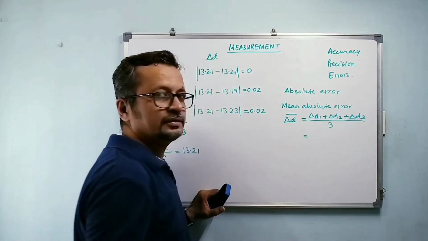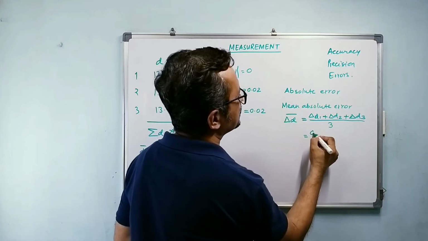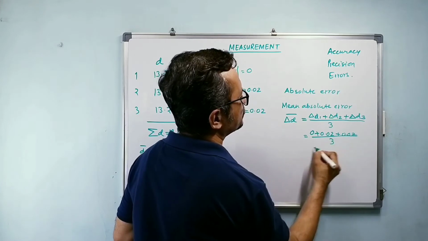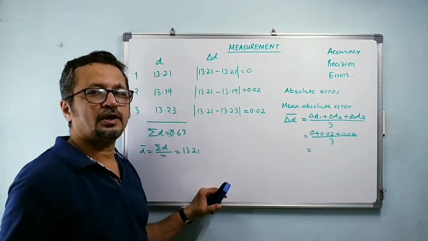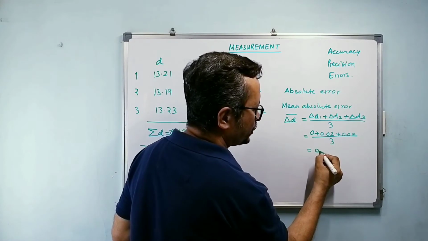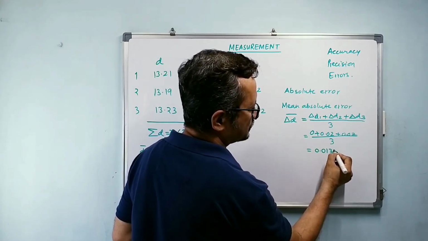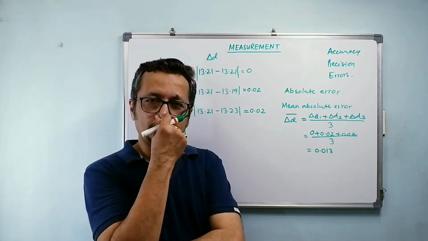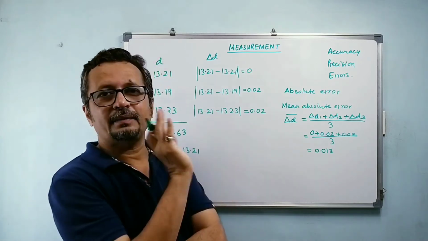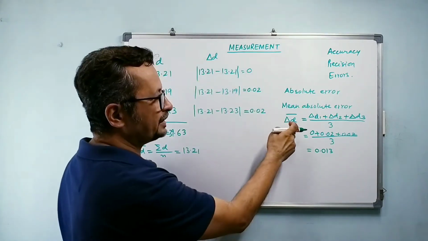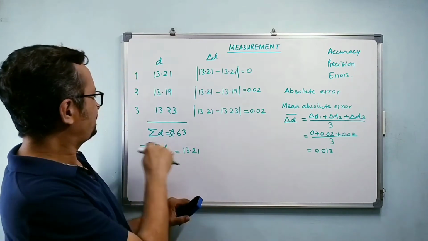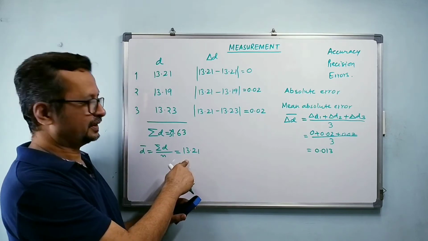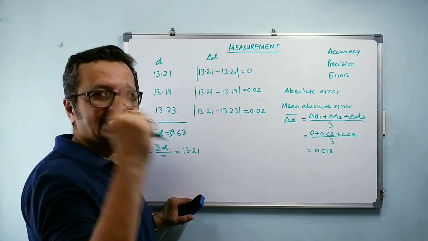So that would be equal to how much? 0 plus 0.02 plus 0.02 upon 3. So that is going to be equal to 0.04 upon 3, and that would be 0.01333 something. So 0.013, that is my delta D bar. Correct. Now this is my mean absolute error. Now if I divide this mean absolute error by my average value or mean value, then that would give me relative error.